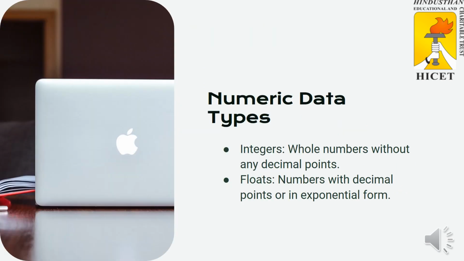So the first data type is numerical data types, right? Basically we know about the numerical data types, that is whole numbers and decimal points. Integers are the whole numbers without any decimal points, and floats are the numbers with decimal points or some exponential values. So numerical data types are of two types, that is integers and floats, the whole numbers and the decimal values.